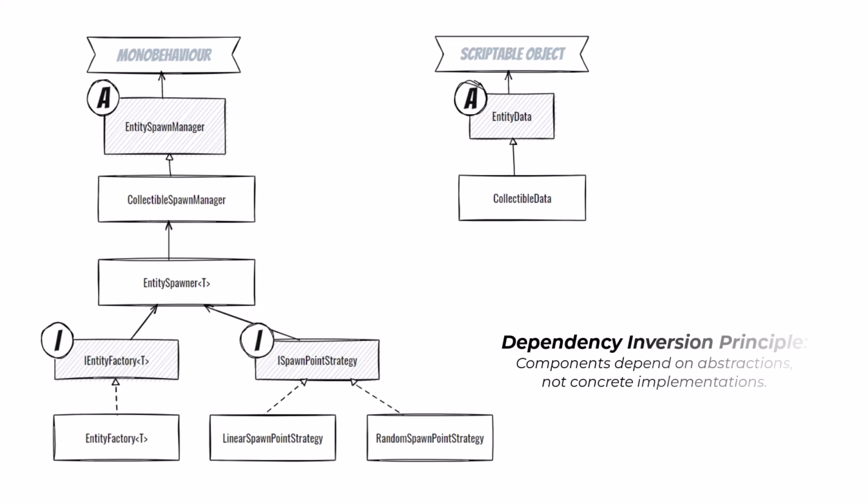Interface segregation principle. Components are not forced to depend on interfaces they do not use. For example, the EntitySpawner class doesn't need to know how the spawn point is selected. It only needs an object that implements ISpawnPointStrategy. Dependency inversion means that your components depend on abstractions. For example, EntitySpawner doesn't depend on a specific factory or a specific strategy implementation and doesn't instantiate anything new in regards to that. It just depends on interfaces, and that means you can supply it with any factory or spawn point strategy that you want. And in our case, we're doing it through the constructor. So this makes our system more flexible, as specific implementations of these dependencies can easily be swapped out without having to change the EntitySpawner class at all.